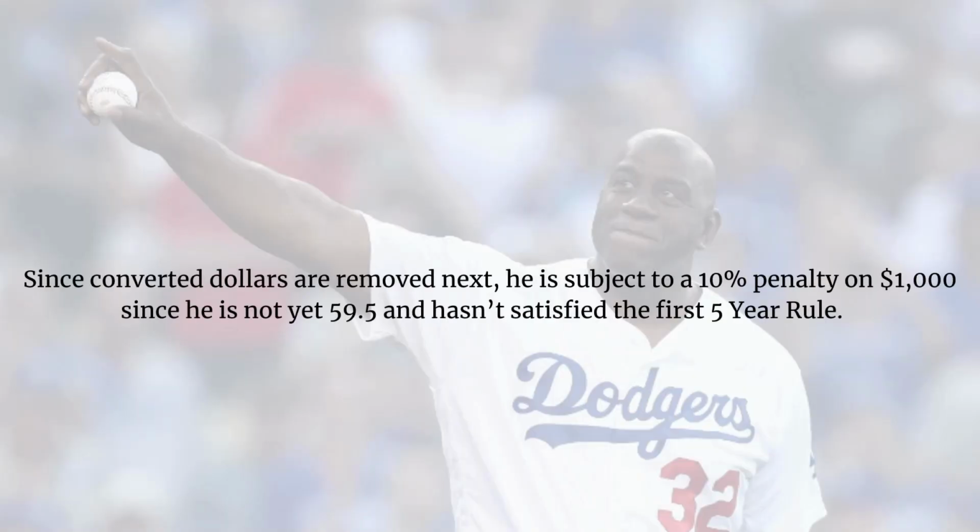However, Irvin's move isn't 100% magical. Since the converted dollars are what are removed next, he's subject to a 10% penalty on the excess $1,000 above his contributions, because we look at conversions next. He's under the age of 59 and a half and hasn't met the first 5-year rule.